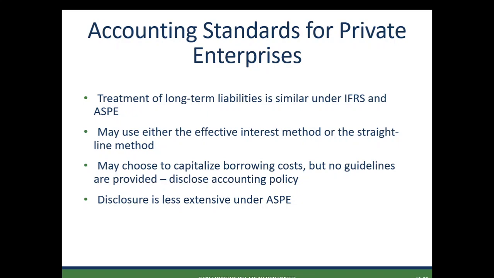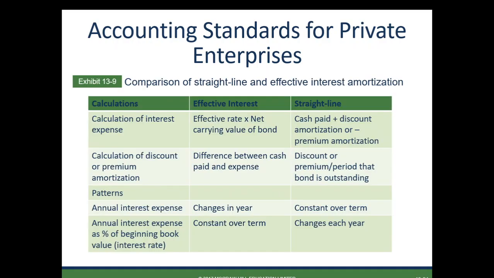ASPE also allows for the use of the straight line method to unwind a discount or premium. Straight line amortization is also permitted for upfront costs. The effective interest method is permitted, but is not required. Exhibit 13-0.9 on page 928 of your text summarizes the differences between effective interest and straight line methods. We're not going to go into it in detail, but give that table a quick read over.